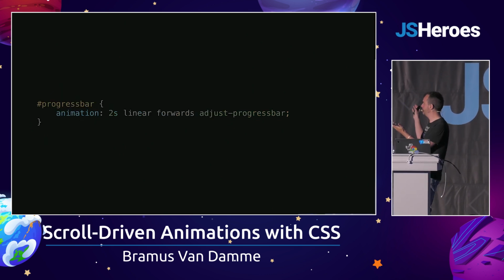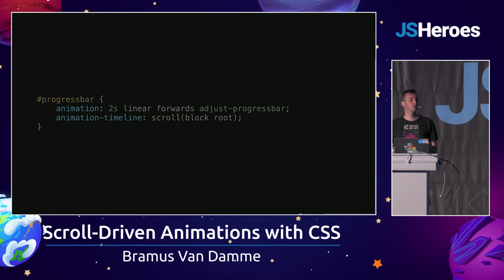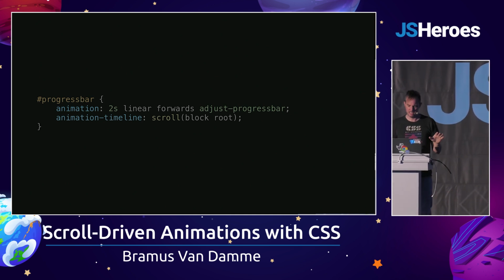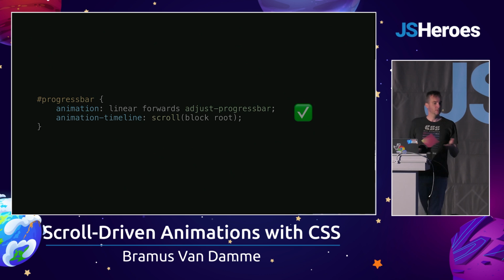So we had our animation there. This is the shorthand. We add our animation timeline to it. And we say block root, because that was for our reading indicator, right? We want to track the document as you're scrolling it in the block direction. So you can write block root, but you can also write root block. You can flip them around. CSS is flexible. Now, because seconds have no meaning here, like the duration that I have there, these 2 seconds, you can just omit it. And voila, you have added a scroll-driven animation to your website. Crazy, right?